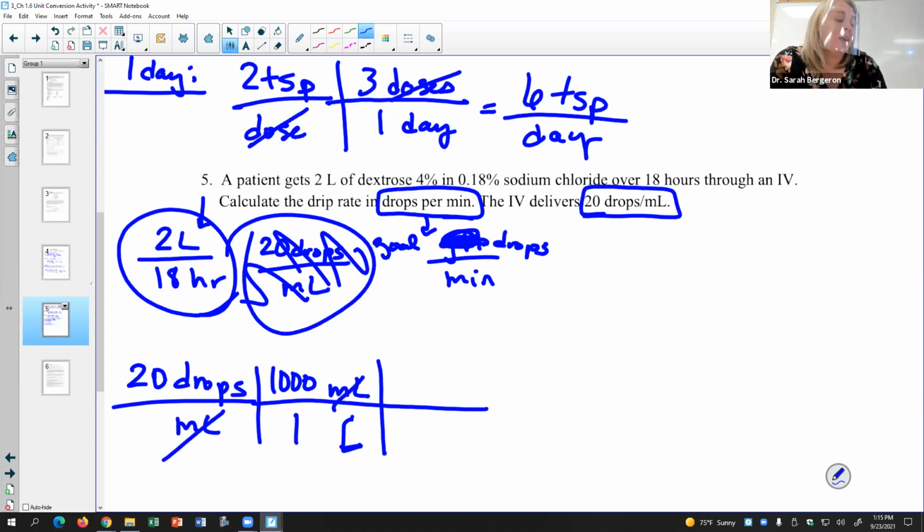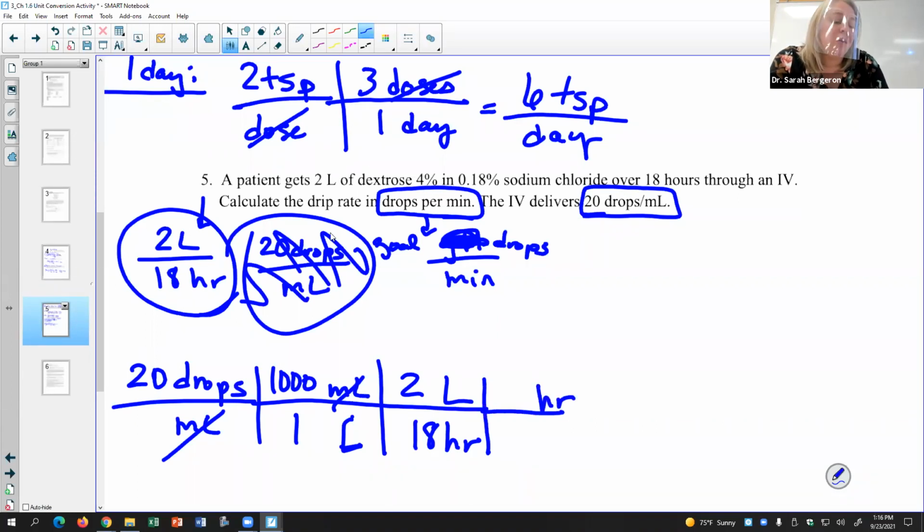Now milliliters cancel. I have drops per liter, but that's not what I want. What do I want? Drops per minute. I don't have a conversion factor that has minutes in it, but I do have one that has liters. So let's use that. So I want to get rid of liters. Liters is on the bottom, so I'm going to put liters on the top. 18 hours on the bottom, so 2 liters in 18 hours. Am I done? No, because I want to get to drops per minute. And now I'm in drops per hour.